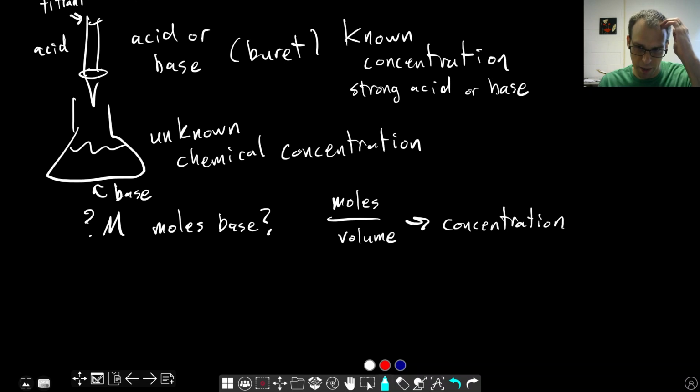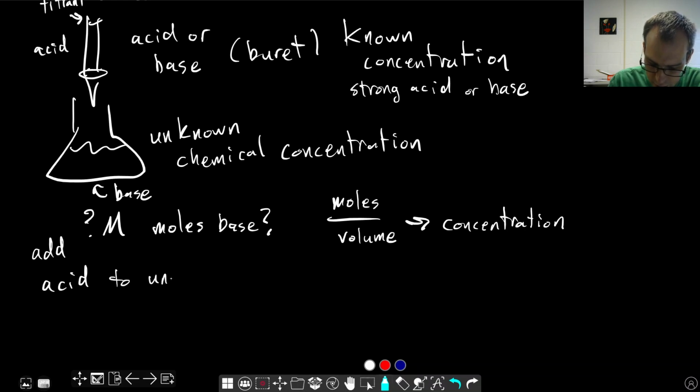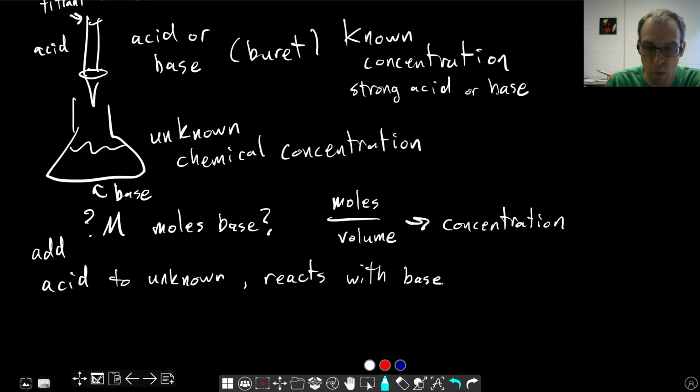Great, so that's the basic idea. But how do we know how many moles of base there are? Well, what we do is we can measure how much acid we need to add. So we'll add acid to the unknown. That will react with the base. And we have some way of keeping track of when this reaction is complete, when all of the base has reacted with acid that's added. And we keep track of the reaction.